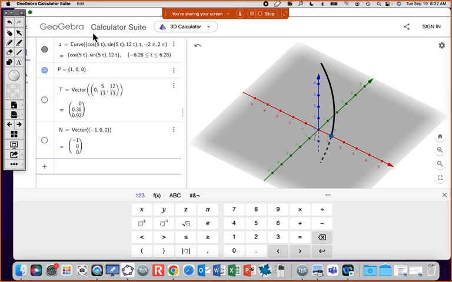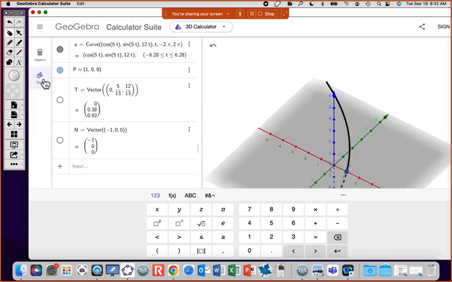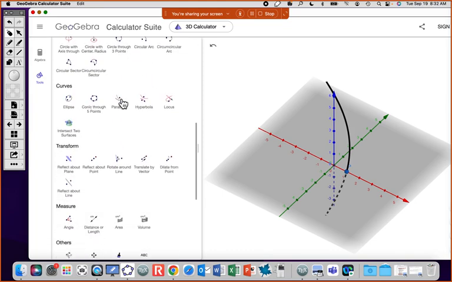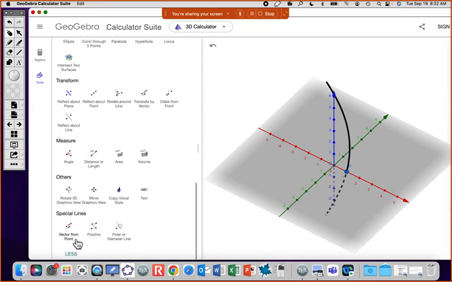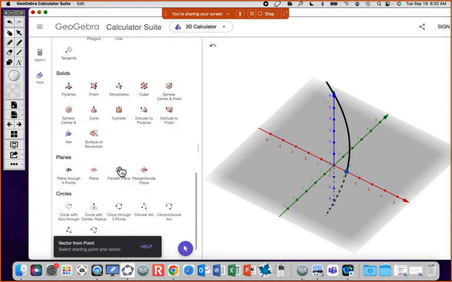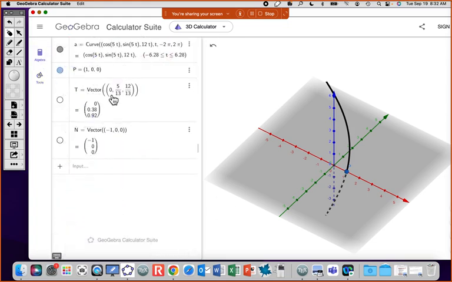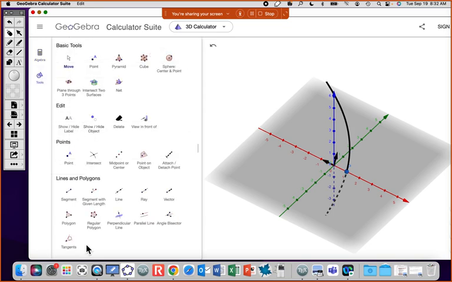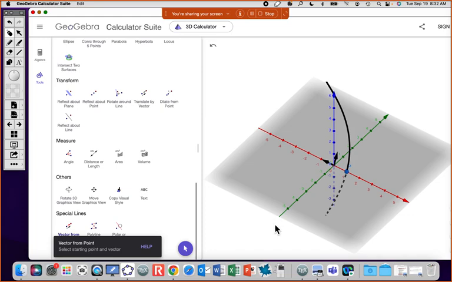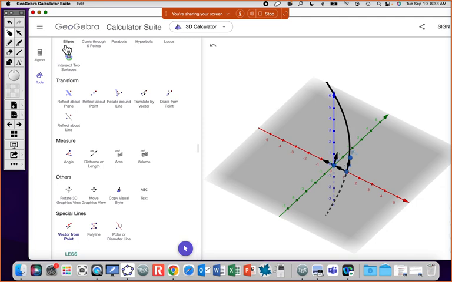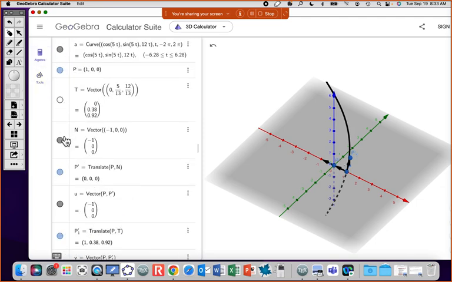So we can go into Tools and scroll down to the bottom here. Vector from point: select a point and a vector. I guess we want these on temporarily. All right, so let's go to Tools again. Vector from point, so we pick a point and a vector. We'll pick the point P, then a vector here, and then P and the other vector here. There we go.